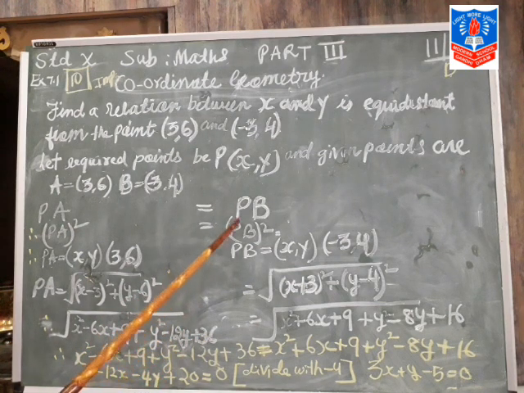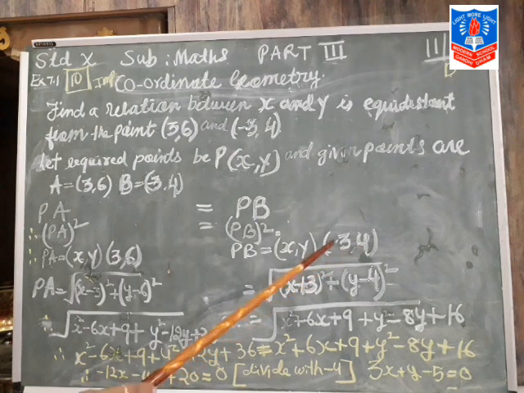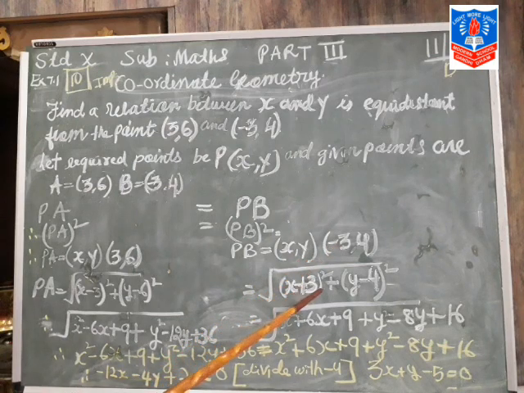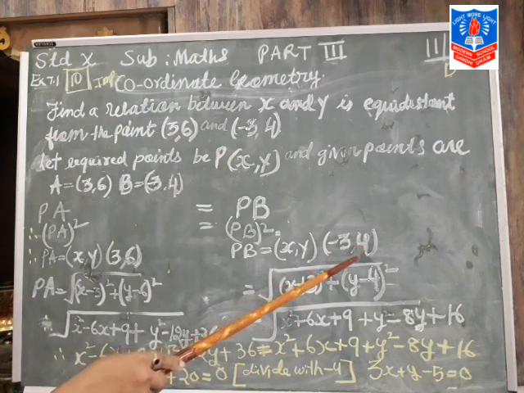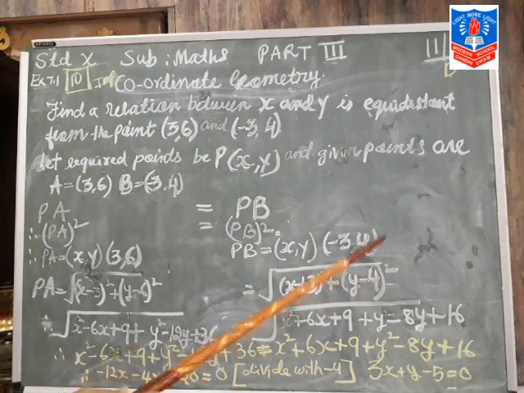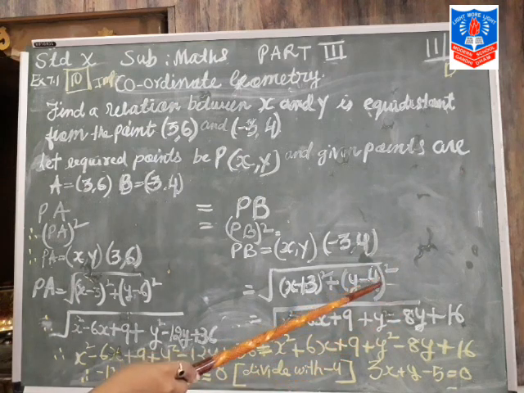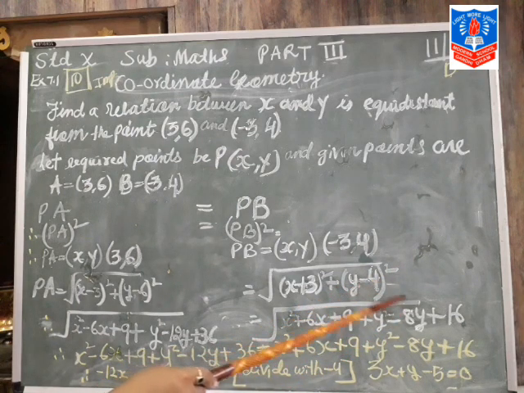Clear, children? Similarly, PB square. P is (x, y) and (-3, 4). So minus x, minus 3, remove the minus, so you can write x plus 3, and 4 minus y, so I am writing y minus 4. Directly we can do because easily now we can do. So now x square plus 2 3s are 6x plus 9. y square minus 4 2s are 8y and plus 16.